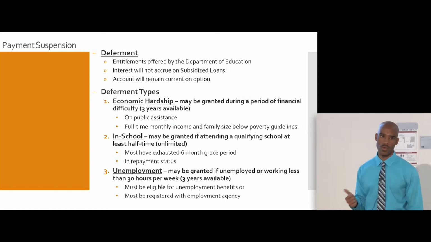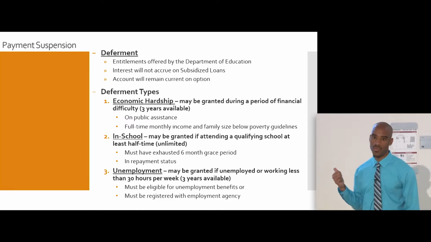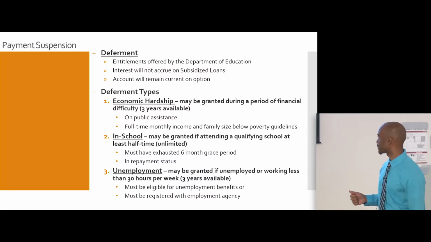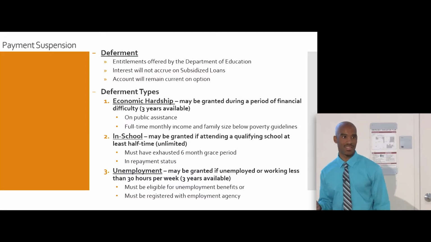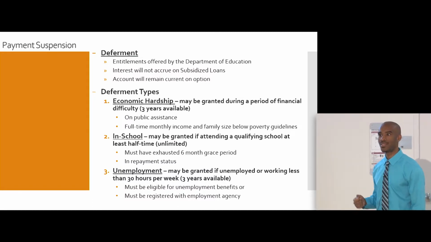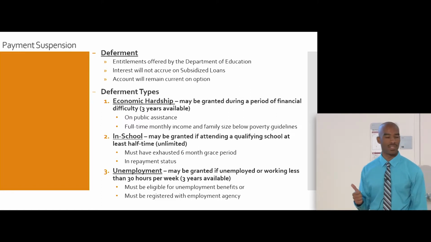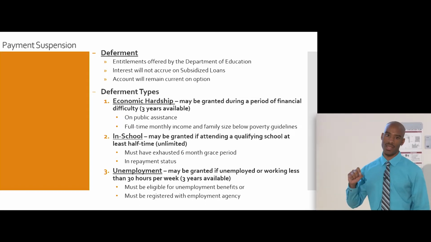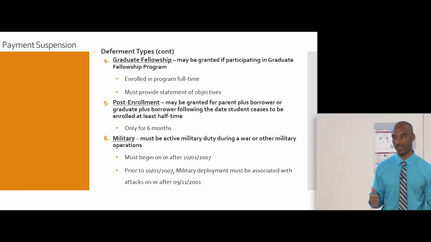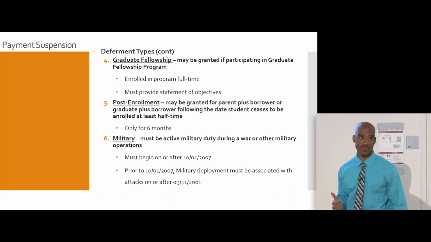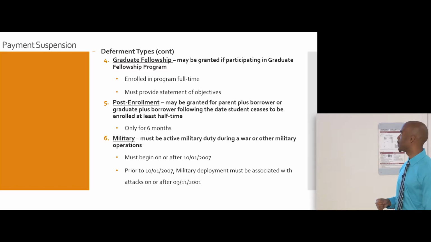You do have to be enrolled in school at least half time in order for your loans to be placed in an in-school deferment. Next is the unemployment deferment. Unemployment basically is if you are unemployed or working less than 30 hours, your loans can be placed in an unemployment deferment. With the unemployment deferment, again, you only have 3 years for the life of the loan, and it is used in 6-month increments. All right, the next is the graduate fellowship, where basically if you are in a graduate program, fill the application out, send it to your servicer, and you can have that deferment placed on your account.